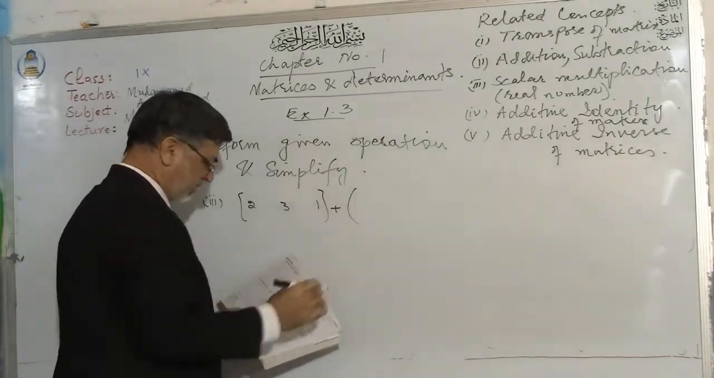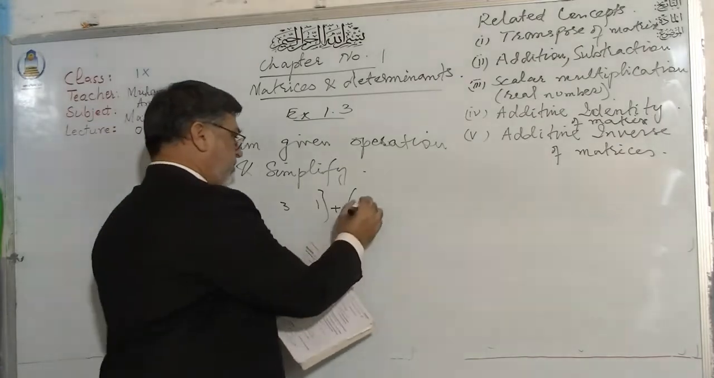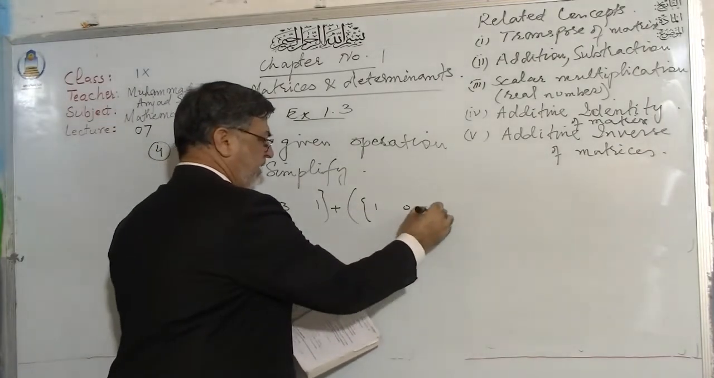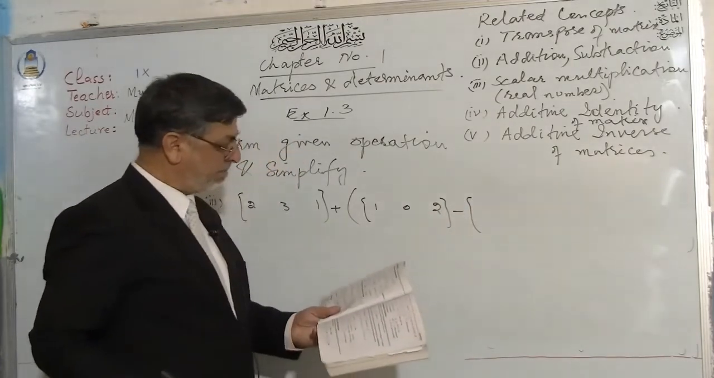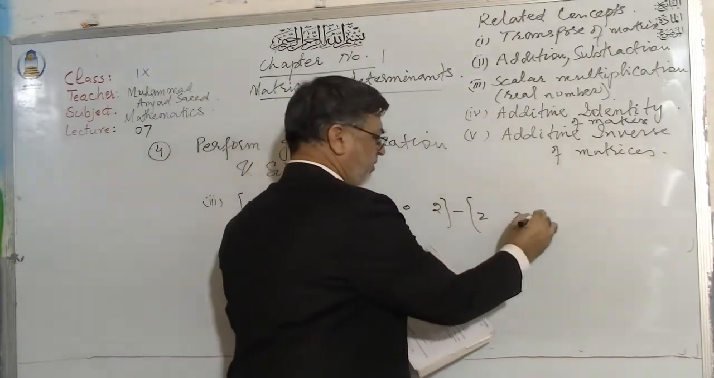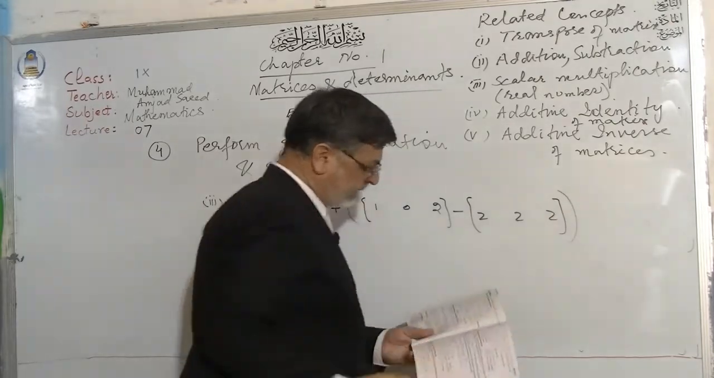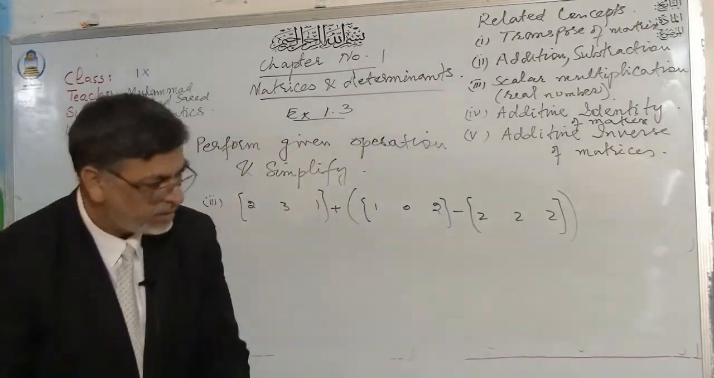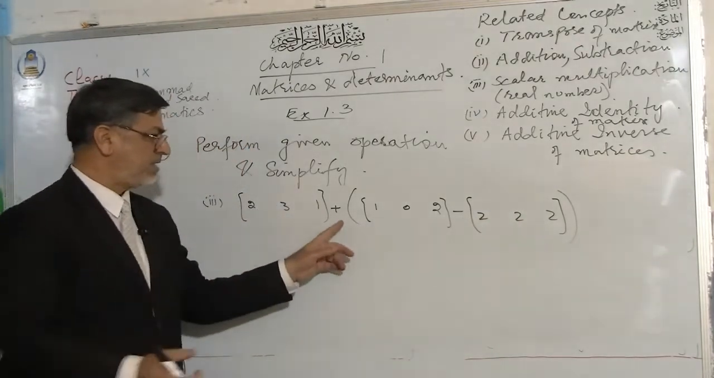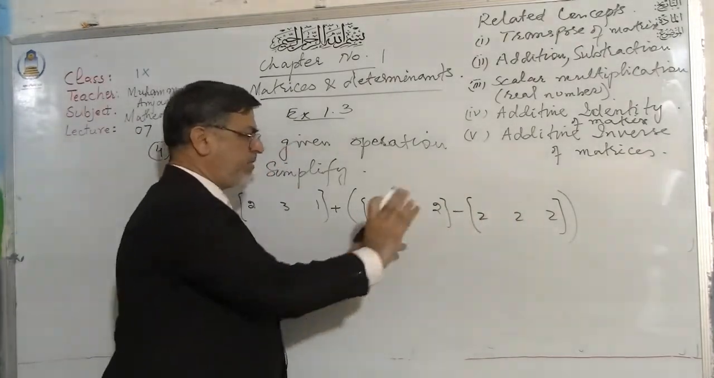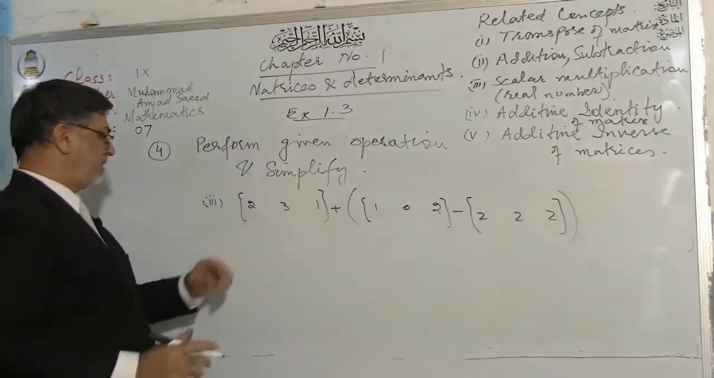plus 1, 0, 2, 1, 0 and 2 minus 2, 2 and 2 and bracket closed. Just like the previous question, we will solve these brackets first. These brackets. You simplify and then add that.